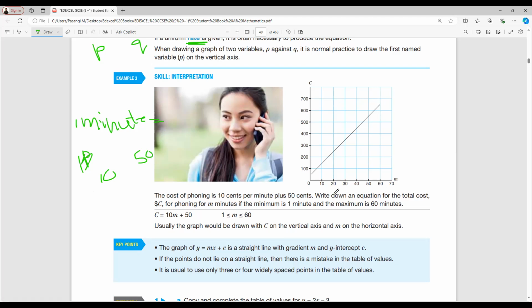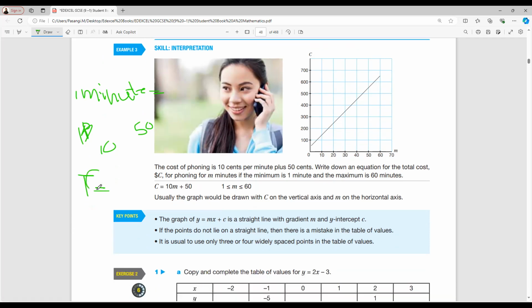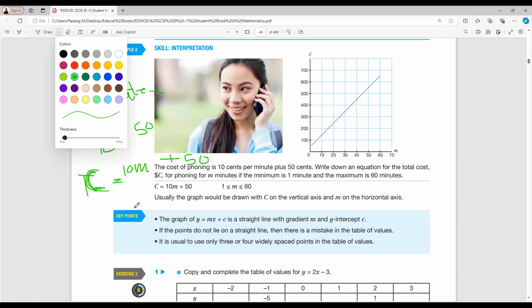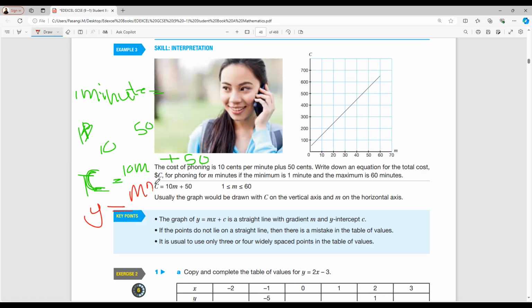Then if we map it with an equation, we write down an equation for the total cost. Total cost T for phoning for m minutes, if the minimum is 1 minute and the maximum is 60 minutes. How are we going to do that? So the total cost T equals 10m plus 50, where m is the number of minutes. They have given the rate, 10 cents per minute, so the gradient would be 10, or the slope would be 10. 10m plus 50 is like y equals mx plus c. Yes, miss. The same type of equation. Okay.